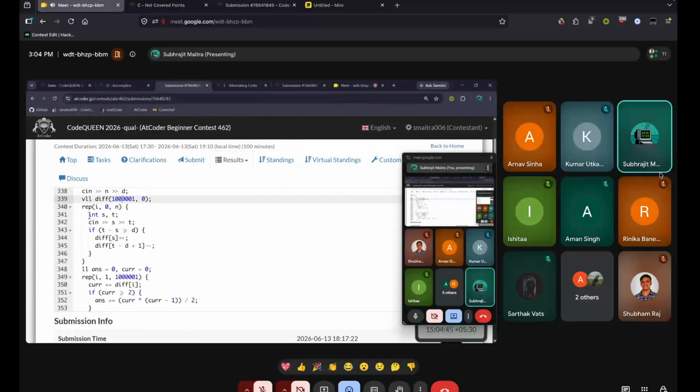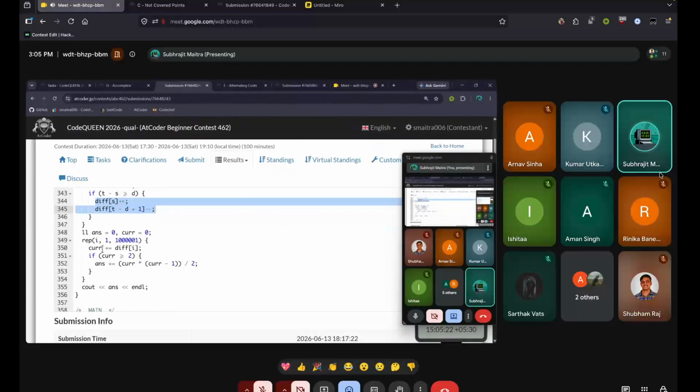Then for every person, I take input of his start time and his end time. If his end minus start is greater than or equal to d, only then I'll do this. Because if he stays less than d duration, then he can never do the murder. So from his starting time to ending minus d plus 1, till this time he can contribute as a murderer. So in the difference array he will contribute plus 1. This is done for every person.